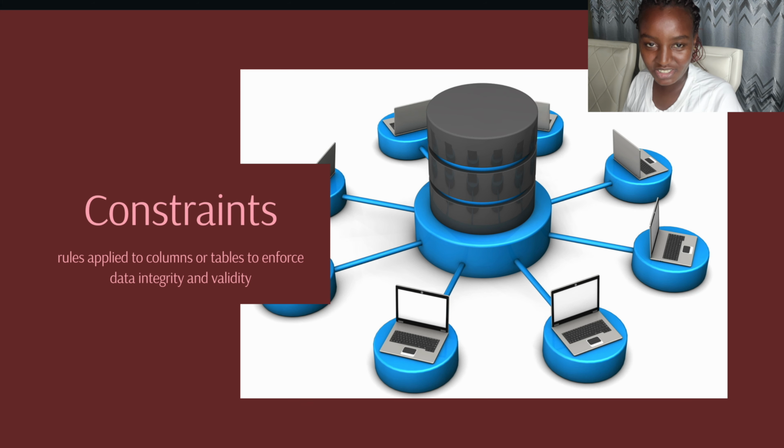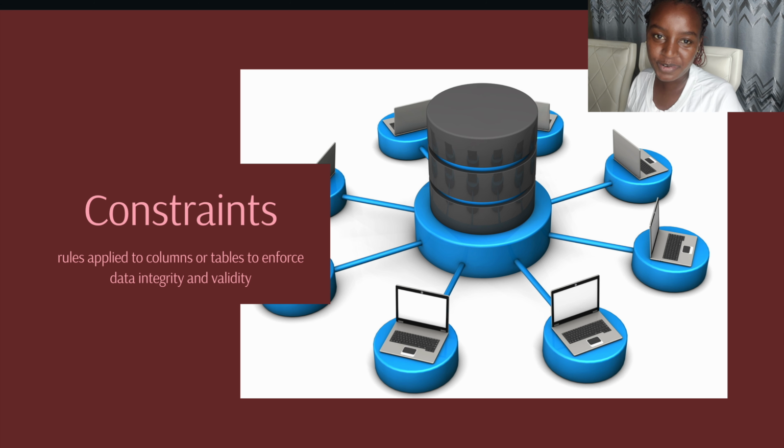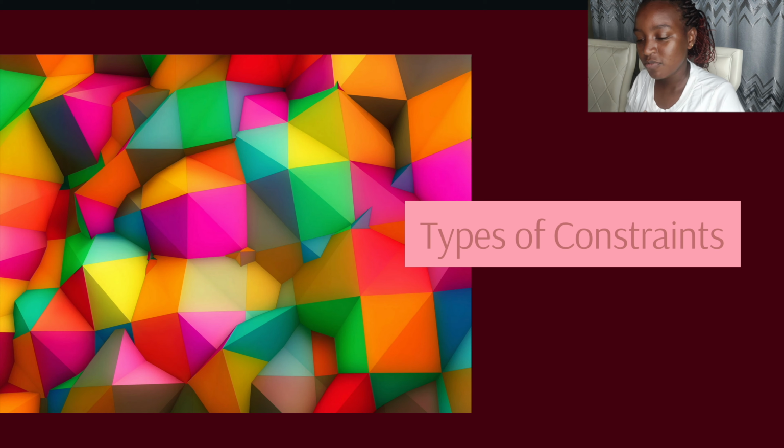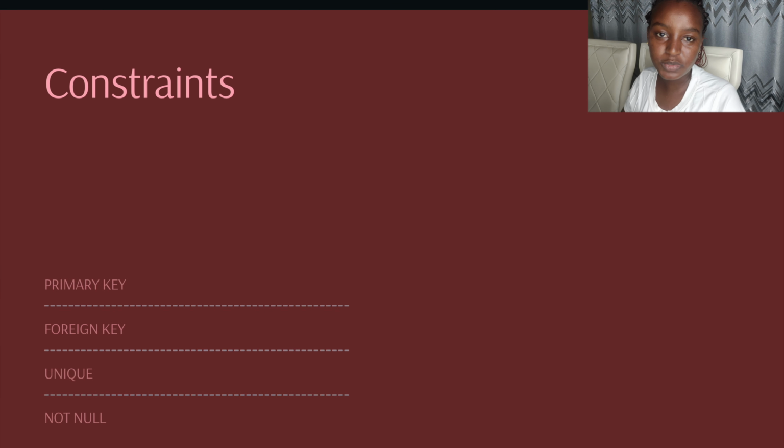Let's look at constraints. We've gone through data types, and lastly, let's look at constraints. What are constraints? These are rules applied to columns or tables to enforce data integrity and validity. What are some examples of these constraints? We have different types, so we'll look at most of them.